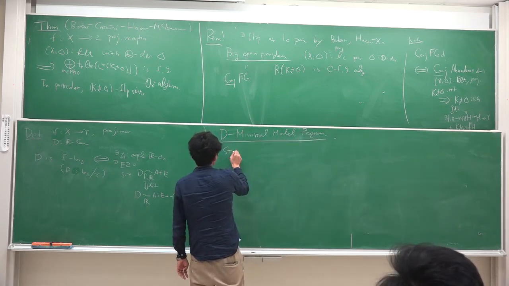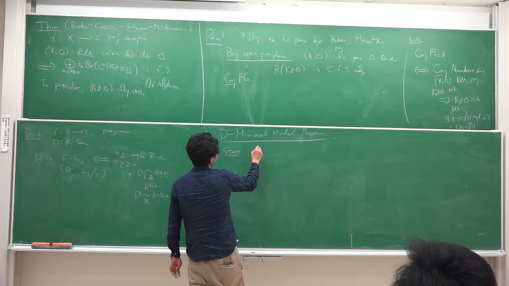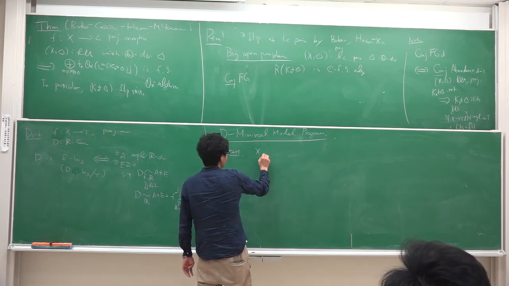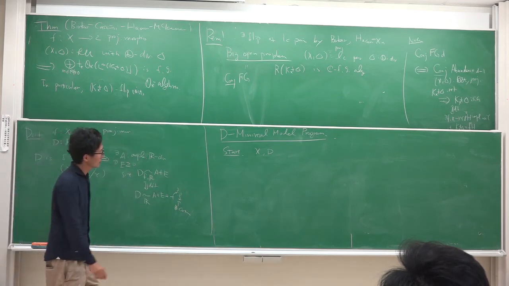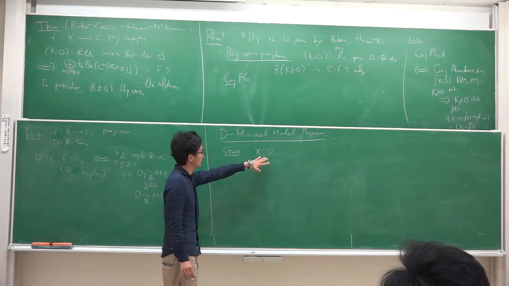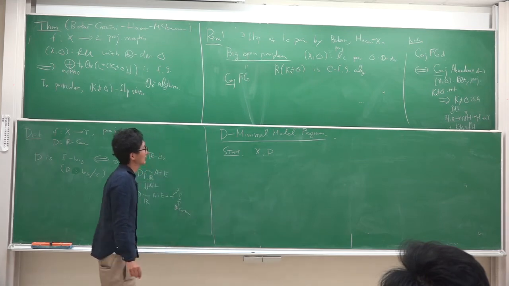So start from the pair of x and d. So maybe it's a bit confusing, but d is not boundary, just some divisor d. I want to explain what d means in p.